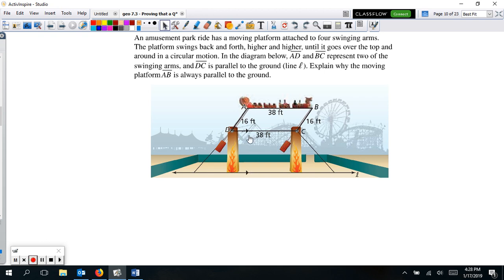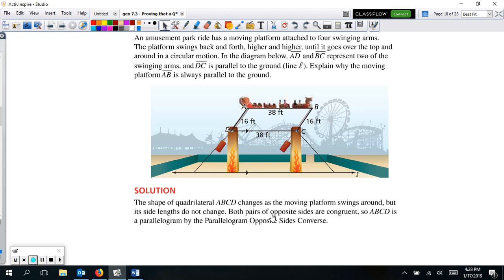If this one's parallel to this one, and this one's parallel to here, then the transitive property tells us that AB is going to stay parallel to line L. So that's probably what this is saying.